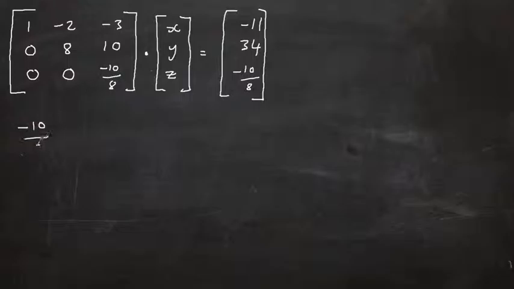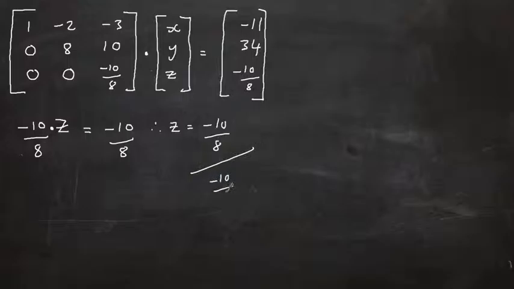So minus 10 eighths times z, because you know how to multiply matrices, equals minus 10 eighths. So the minus 10 eighths cancel and z equals 1. But if you want to make sure you're doing it right, a product here, two factors, then z is equal to minus 10 eighths divided by minus 10 eighths, which cancels to be 1. So we know we've solved that z is 1. So I'm going to write it up there, because we need to use that to solve x and y.